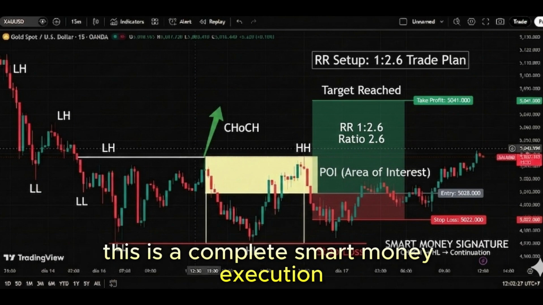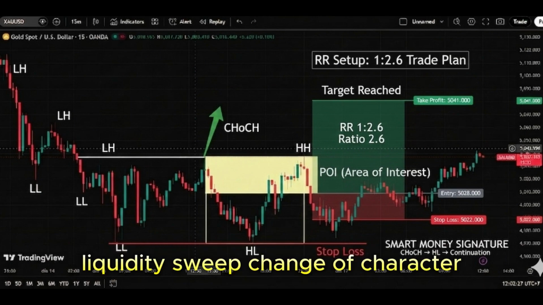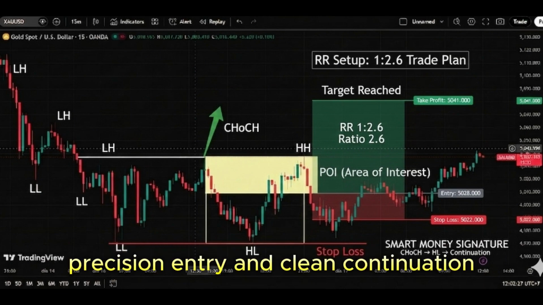This is a complete smart money execution. Liquidity sweep, change of character, precision entry, and clean continuation.